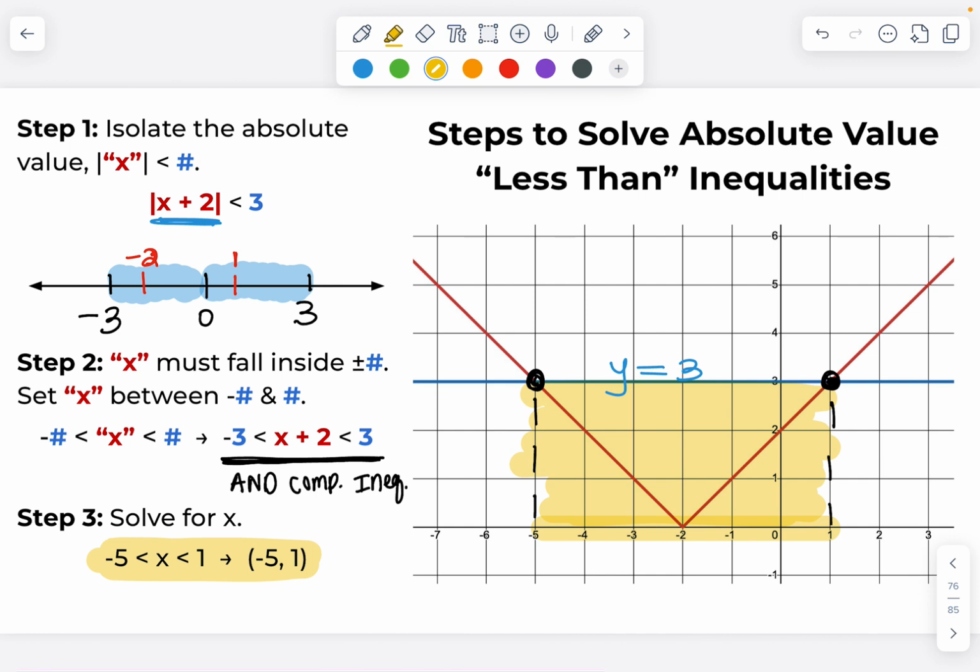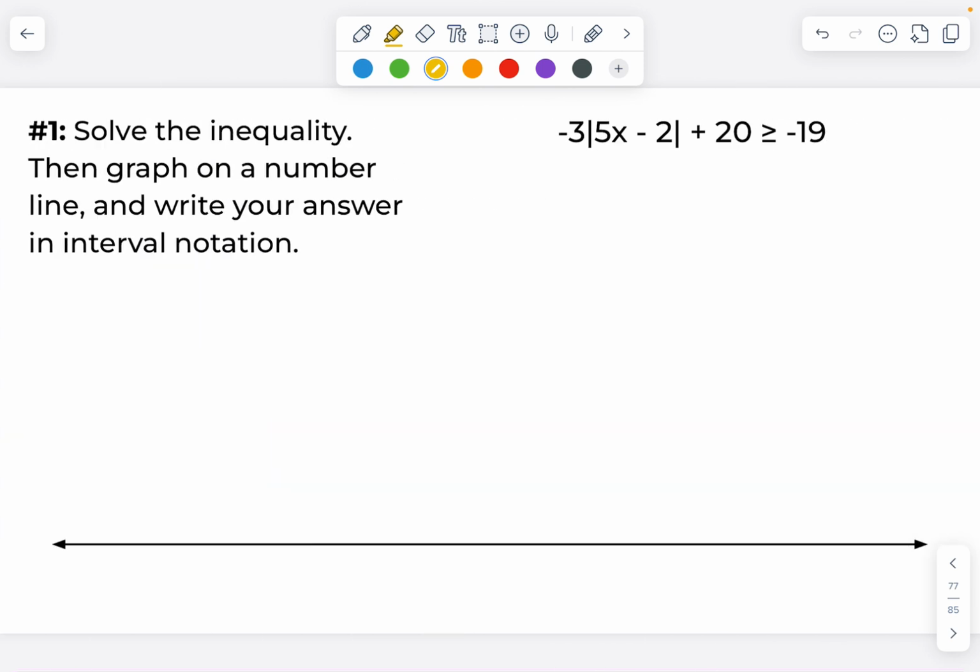All right, so again, we're taking what we learned about absolute value and what we learned about compound inequalities to help us solve these. Okay, so let's do some examples together. Step 1 is to isolate the absolute value. So to do that, I need to subtract 20. I need to get the absolute value bars by themselves.